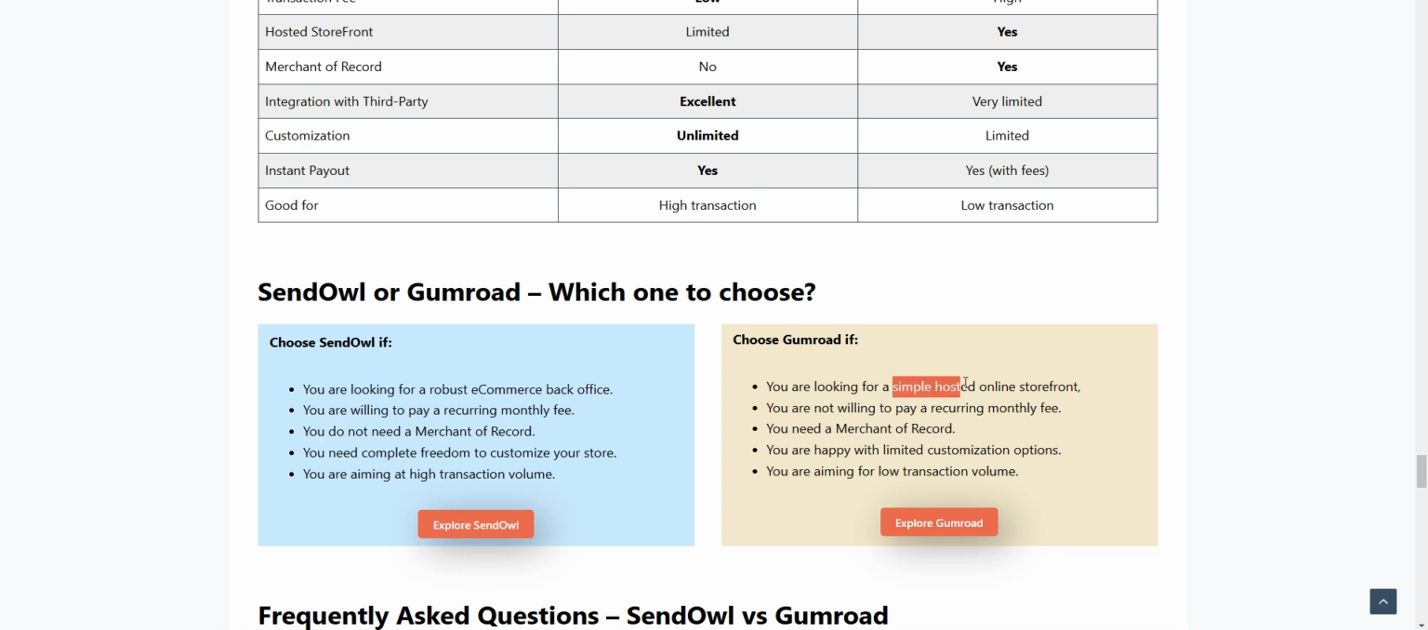And if you're looking for a simple online storefront, you're not willing to pay any monthly fee, you need a merchant of record, you're happy with limited customizations, and you're aiming for low transaction volume, in that case, Gumroad is the way to go. And this is it for the video.